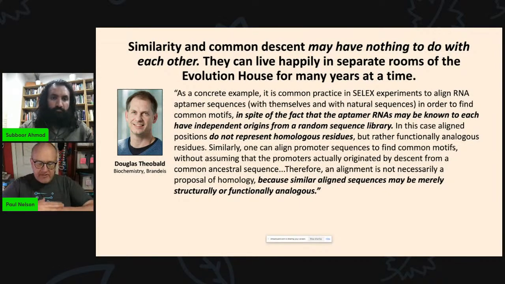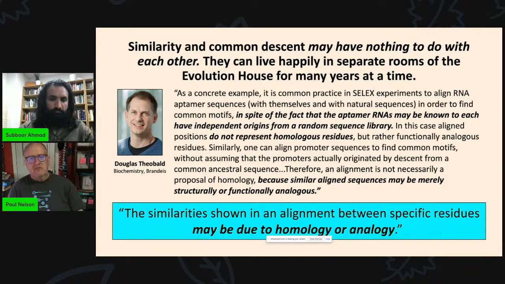So the apparent similarity of these sequences that you're aligning is giving you a misleading signal if you say similarity can only be explained by common descent. In fact, in this case, you don't have common descent. What you have is similarity, but the origin of that is from multiple independent causal pathways. So he says an alignment is not necessarily a proposal of homology because similar aligned sequences may be merely structurally or functionally analogous due to what he calls analogy.